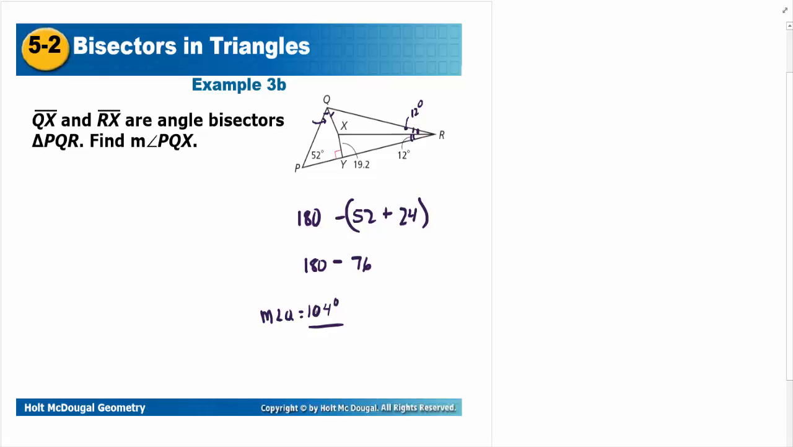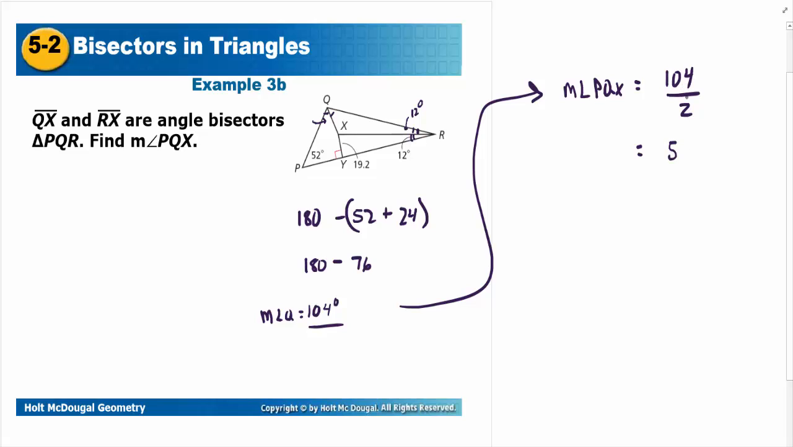Now that is the measure of angle Q. I don't want the measure of angle Q. I want the measure of angle PQX, which I know is being bisected. So the measure of angle PQX equals 104 divided by 2. Cut it in half. That's what bisect means anyway, right? So that would be 50, and again we have 4 divided by 2 is 2, so 52 degrees. That's about as crazy as those could possibly get when you're dealing with angle bisectors.